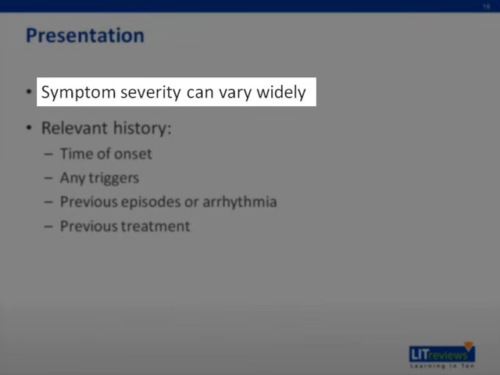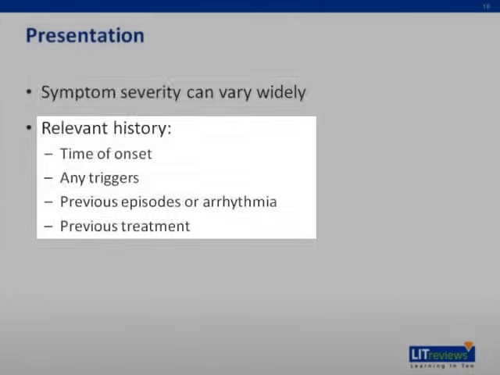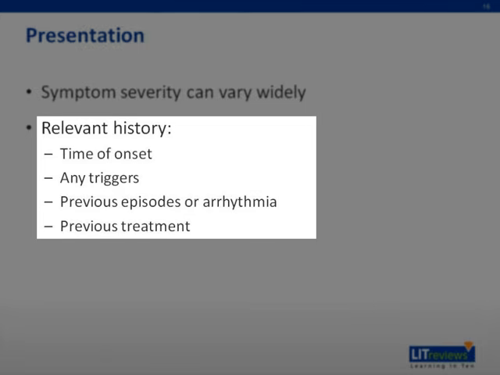It is important to note that symptom severity can vary widely, ranging from minimal to patients who are hemodynamically unstable when in SVT. When seeing a patient where SVT is suspected, it is important to ask about the timing of onset, if there are any obvious triggers, if there have been any previous episodes of palpitations or known arrhythmias, and if the patient has been treated for SVT in the past.